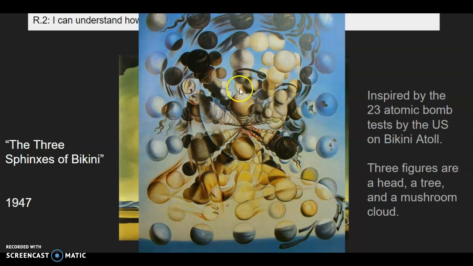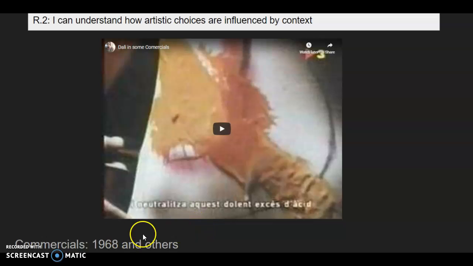These are atoms that are moving fast through her body. So you can see the motion of the atoms. He's showing not only Gala, his wife, but the very atoms that create her. Really cool. And now we get to the commercials.